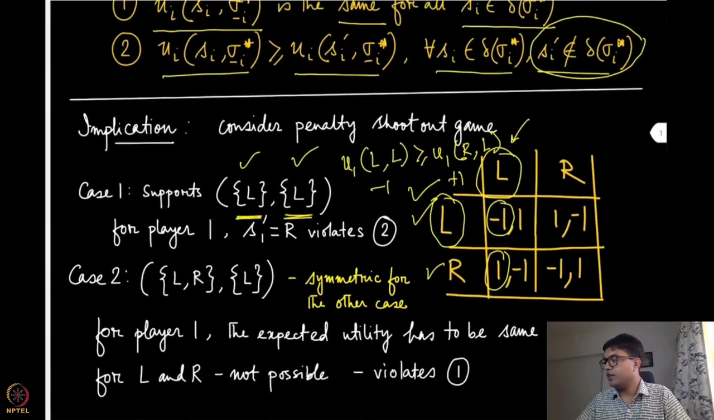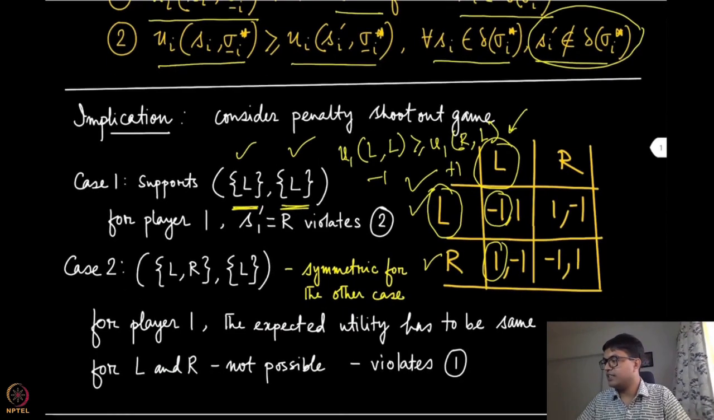Similarly, you can do a very similar exercise when it is R, R. You will see that again, for these two numbers, the inequality will get violated. So it is not true for the support profile when both players are choosing R, R.